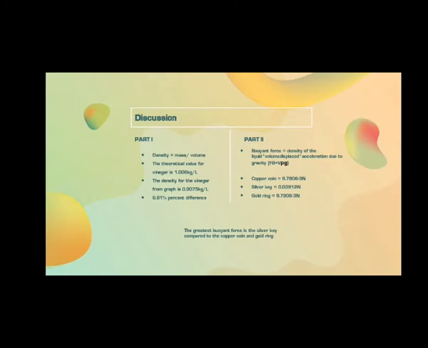Hello, my name is Aviefilah and my matric number is TH244. I will continue with the discussion part. Part 1 is where we need to identify the density, and as you can see on the slide, the formula is density equals mass over volume. The theoretical density for the vinegar is 1.006 kilograms per liter, and the density that we got from the graph, the calculated one, is 0.9075 kilograms per liter.